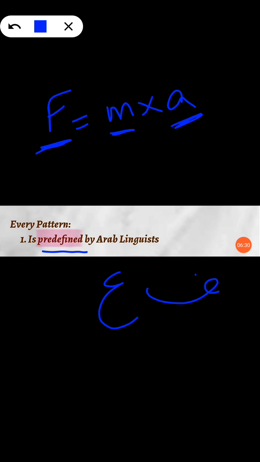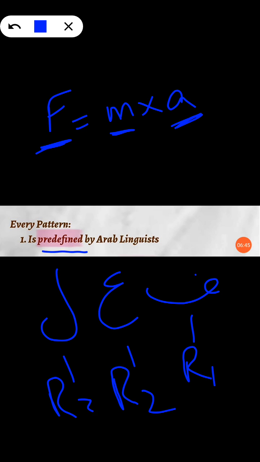Now, the Arab linguists have standardized the patterns by taking 3 letters as their standard letters. So for example, in physics, we studied force is equal to mass into acceleration. So this denoted mass, this denoted acceleration, this was force. Similarly, the Arab linguists decided on the letters fa, ayn, and lam. For all the patterns, they used these 3 standard letters to denote the position of our first root letter, then ayn for the second root letter, and lam for the third root letter. So all the patterns are based on this. Okay, let's see what's next.